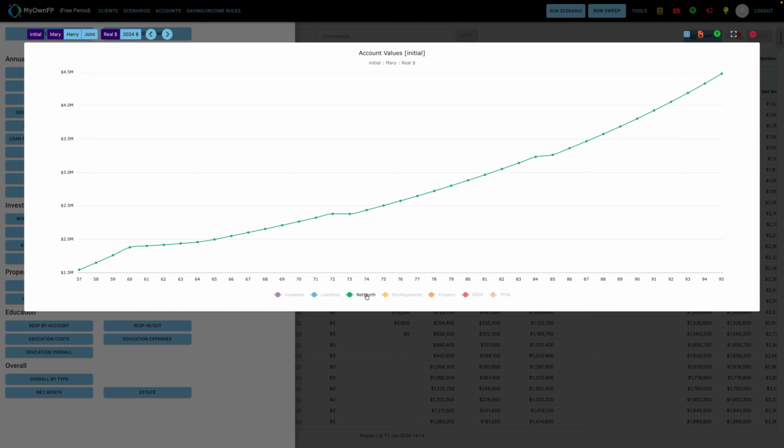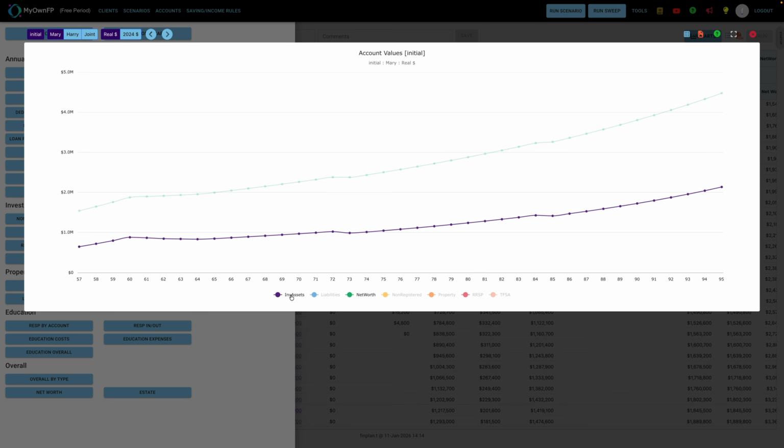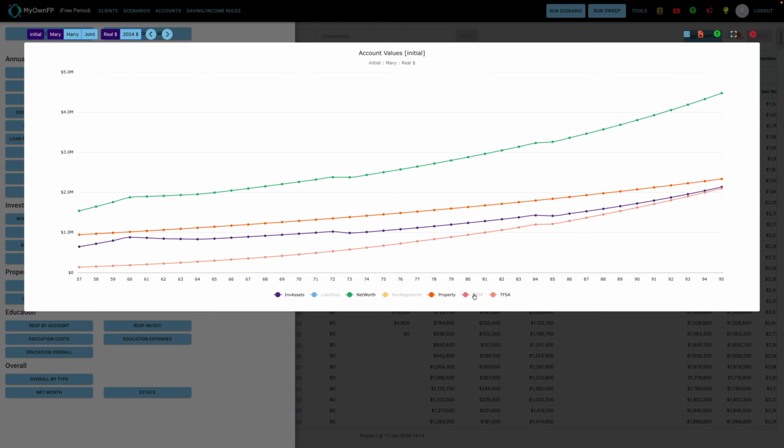Our net worth looks very much like our investable assets. If you look at those, they're very similar. If you look at our TFSA, it's a smaller portion up front, and then goes to pretty much all of our net worth, or all of our investable assets are tied up in our net worth, and then our property is the remaining portion there that comes into that.